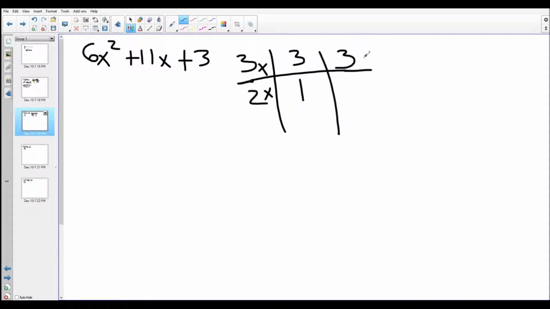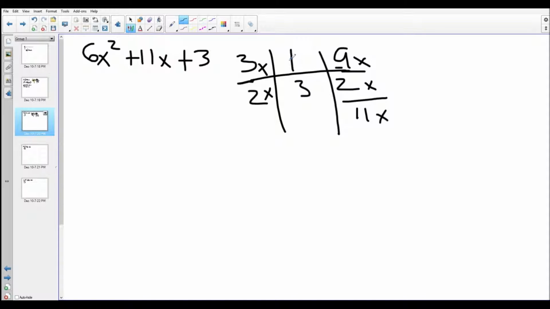Let's put the x, 3x. And then 2x times 3 will give us 6x. If we add these two, we get 9x. And so we don't get this. So just erase this. So we could try putting the 3 here instead and the 1 up here. So we get 3 times 3 would give us 9x, and then 2 times 1 would give us the 2x, and so when we add these two we get 11x.